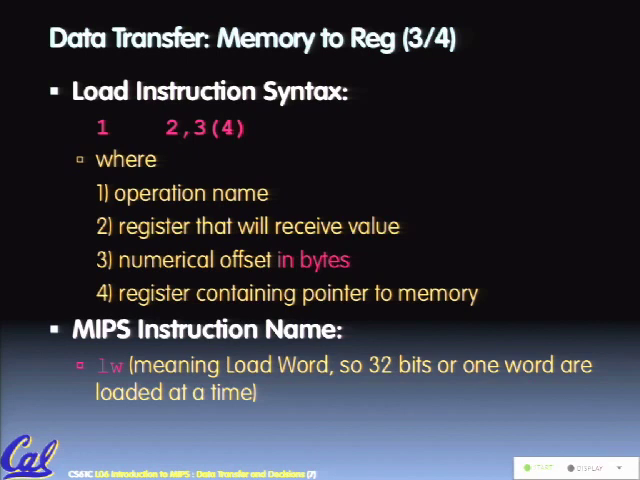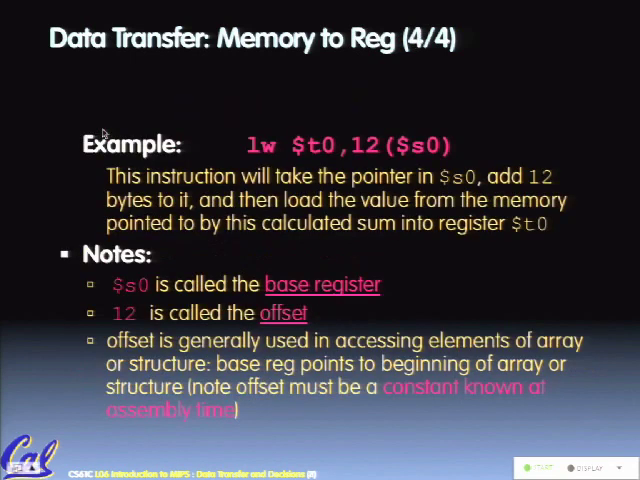So 1 is going to be LW. Next slide has it. LW, T0 is the guy getting clobbered, receiving the data. 12 is my offset. S0 is my pointer. Just like that slide: LW, T0, 12, S0.